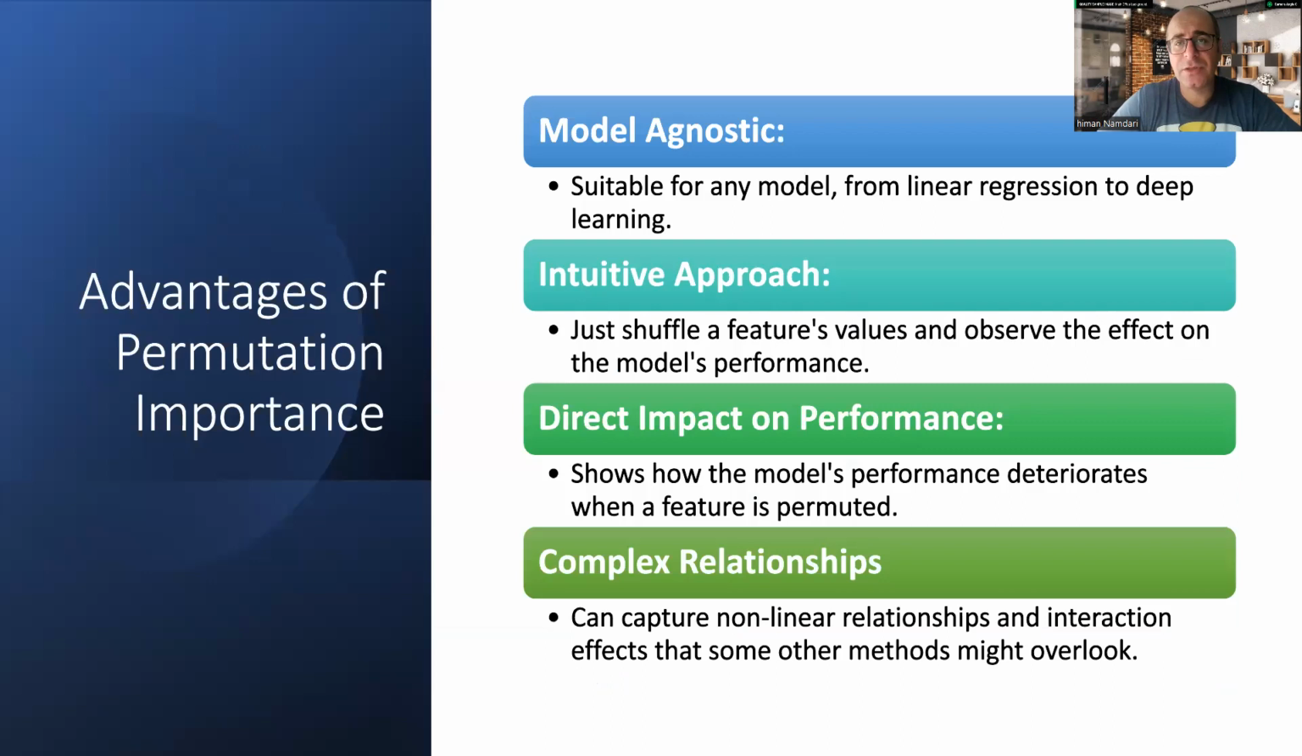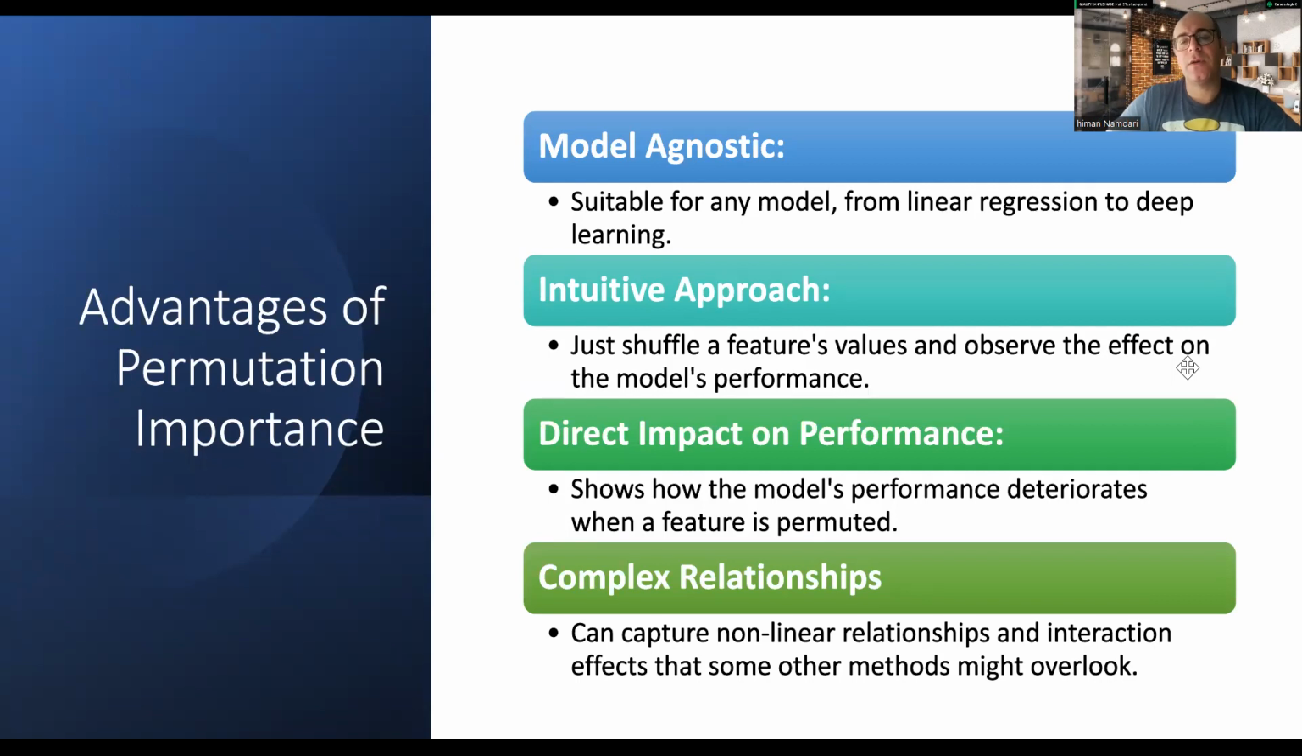There are some advantages of permutation importance. It's a model agnostic method, so it's suitable for any model, from linear regression to deep learning, it doesn't matter. It's an intuitive approach because we just shuffle the feature's values and observe their effects on the model performance. It has a direct impact on performance because it shows how the model performance deteriorates when the feature is permuted. And it can also capture the nonlinear relationships and interaction effects.